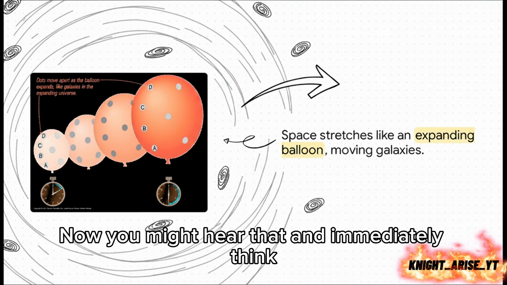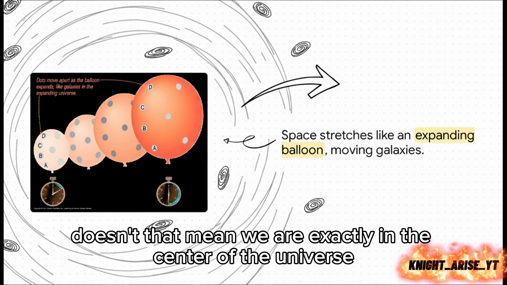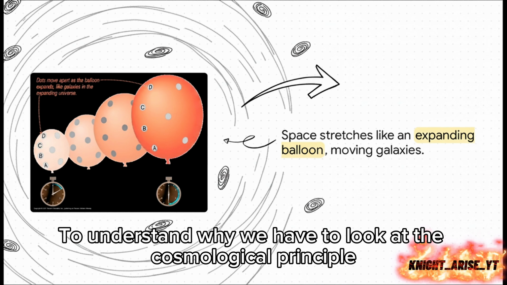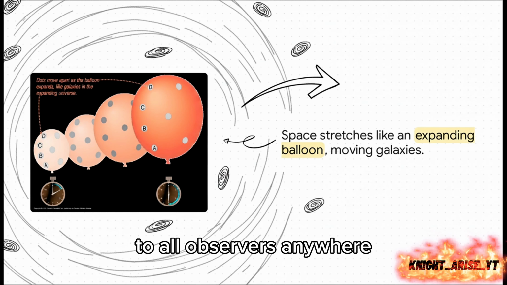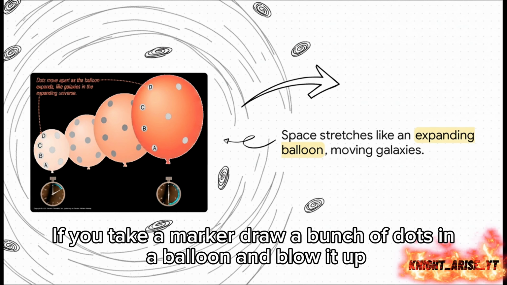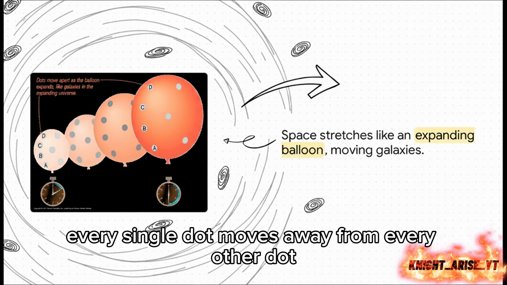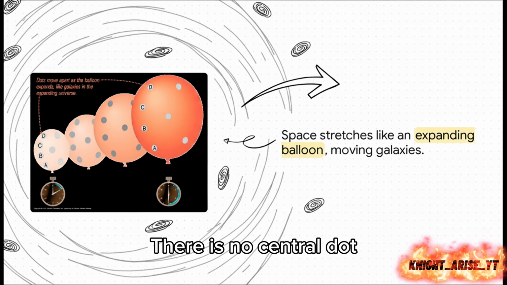Now, you might hear that and immediately think, wait a second, if everything is flying away from us, doesn't that mean we are exactly in the center of the universe? Well, no. To understand why, we have to look at the cosmological principle. This principle assumes the universe looks roughly the same to all observers, anywhere. Think of space like the surface of an expanding balloon. If you take a marker, draw a bunch of dots on a balloon, and blow it up, every single dot moves away from every other dot. Space itself is what's stretching. There is no central dot.